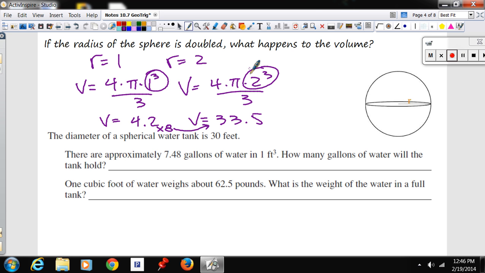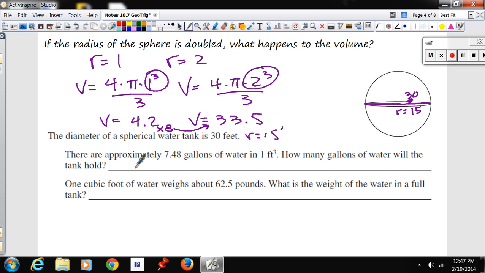Okay, the diameter of a spherical water tank is 30. So let's say that we've got a water tank. The diameter is 30. There are approximately 7.48 gallons of water per cubic foot. How many gallons of water will the tank hold? Well, we need to find the volume first. And actually it says the diameter is 30, so this all the way across would be 30. So what's my radius then? It's 15. So my radius is 15 feet.